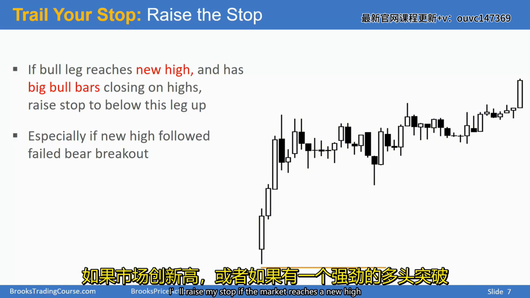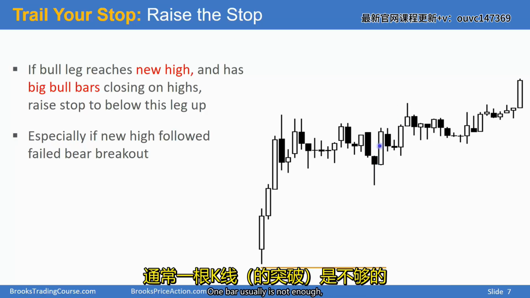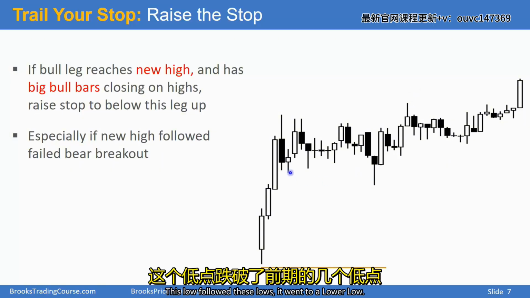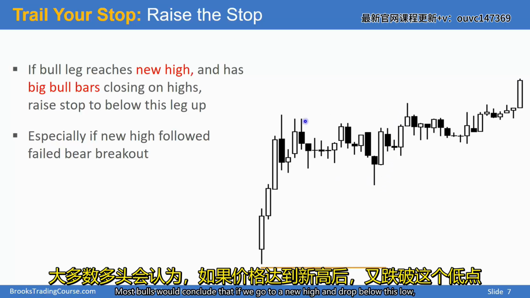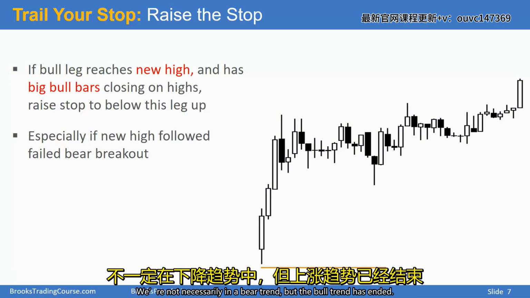I'll raise my stop if the market reaches a new high or if there's a strong bull breakout. One bar usually is not enough, but here we got a couple decent bull bars and a new high. And this low followed these lows. It went to a lower low. Most bulls would conclude that if we go to a new high and drop below this low, we're no longer in a bull trend. We're not necessarily in a bear trend, but the bull trend has ended.